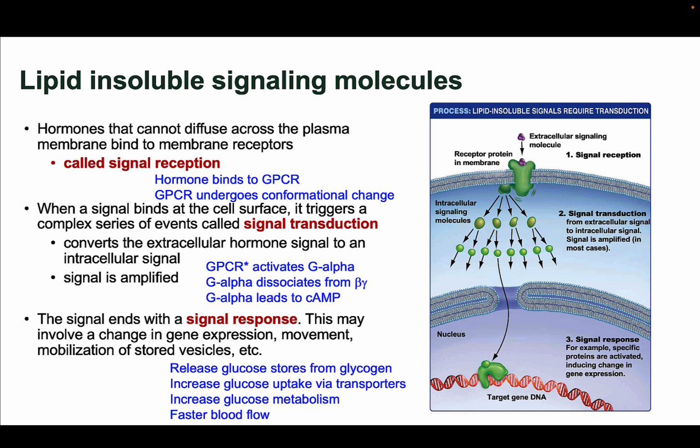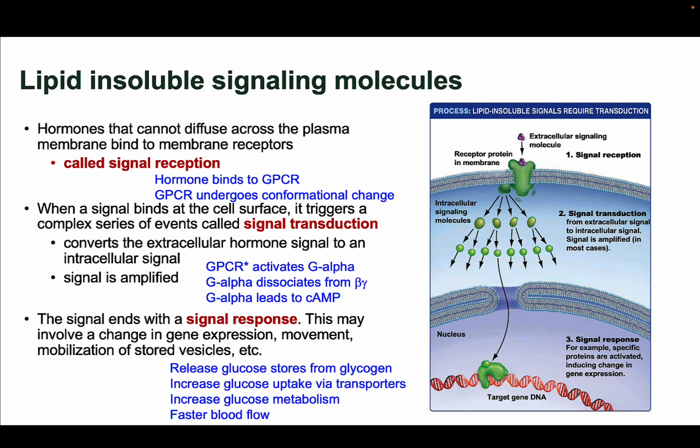And so in the case of epinephrine, epinephrine will cause some cells to release glucose from glycogen stores, other cells to increase glucose uptake by changing the levels of their transporters. A lot of cells will increase glucose metabolism by upregulating glycolysis enzymes. And then other cells, when they see epinephrine, will speed up blood flow so that more oxygen can be taken into the body, and that oxygen can then be available for aerobic cellular respiration.